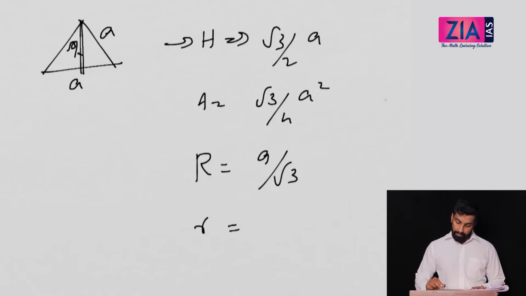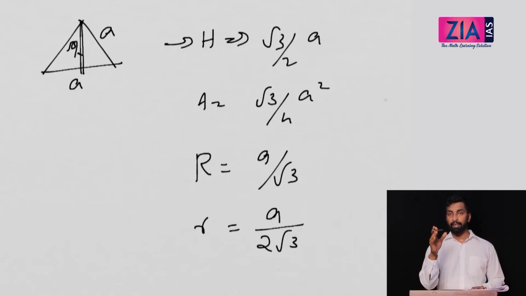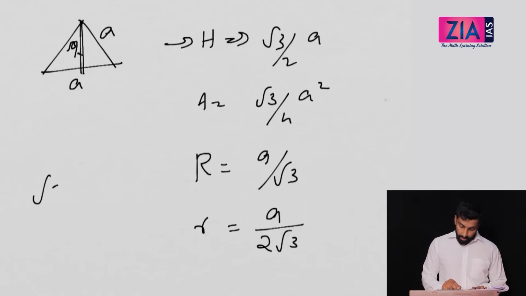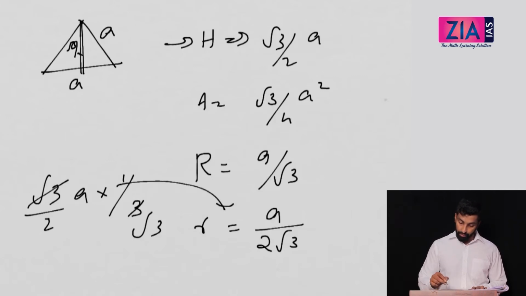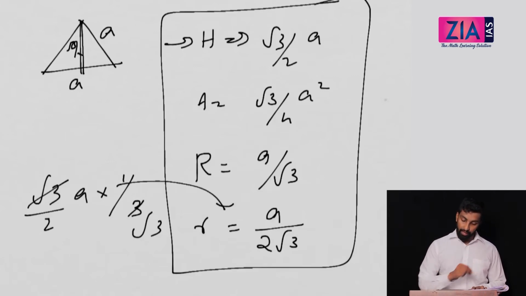Now the inradius is A by 2 root 3, because if you divide the height by 1 by 3, you will get the inradius, right? So the height is root 3 by 2 A. If you do this 1 by 3, this will become root 3. So A by 2 root 3. So these are the 4 things which you can keep in your mind with respect to an equilateral triangle.